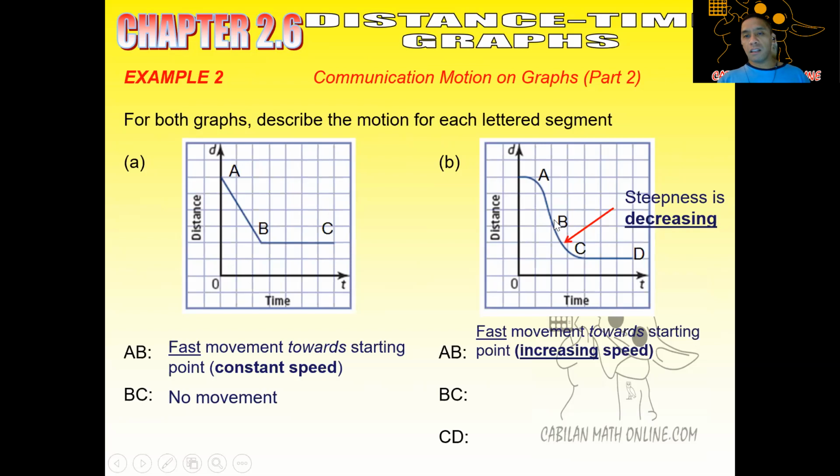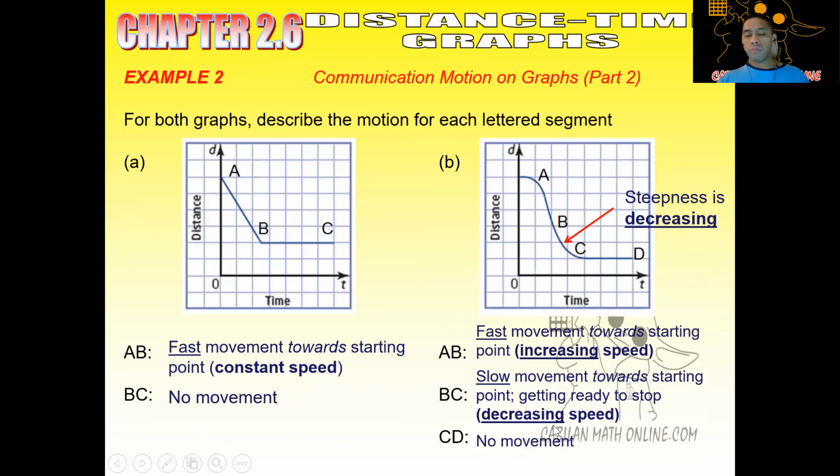Now, when you're looking at this little tiny part of the curve over here from B to C, notice that this curve here is now becoming less steep. So since this curve here is becoming less steep, the speed there is decreasing. Okay, so that's going to be an example of decreasing speed. And again, anytime you see a change, you see a curve, that always represents a change in speed. Okay, and last but not least, as I said before, C to D, that's going to be no movement.